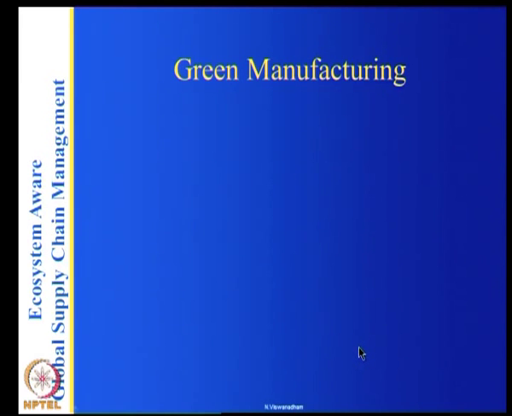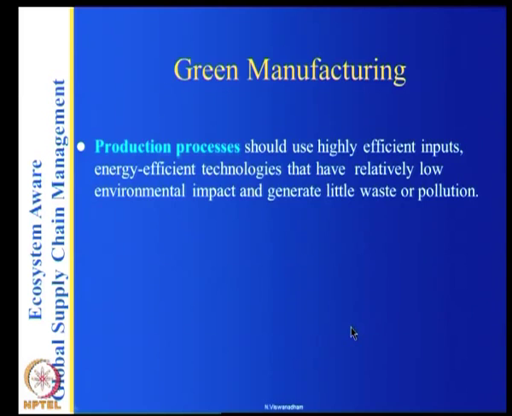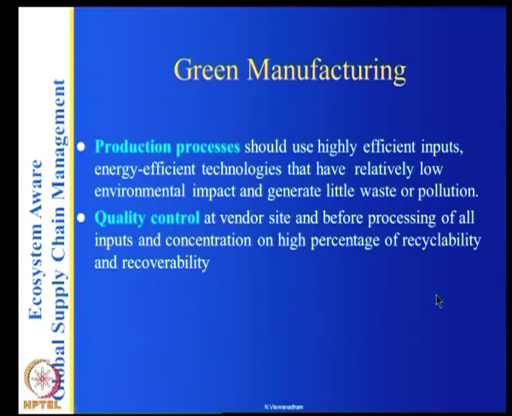So green manufacturing is basically that the production process should use highly efficient inputs. Now, for example, we have seen in the case of cement, it has to work at 1400 degrees centigrade, and the same thing happens with the refineries and the steel factories and so on. So these need energy efficient technologies with relatively low environmental impact that generate little waste or pollution. Particularly in the continuous processes, or even in factories like auto, all the auto components need to be produced from steel, and steel becomes a basic material for this.